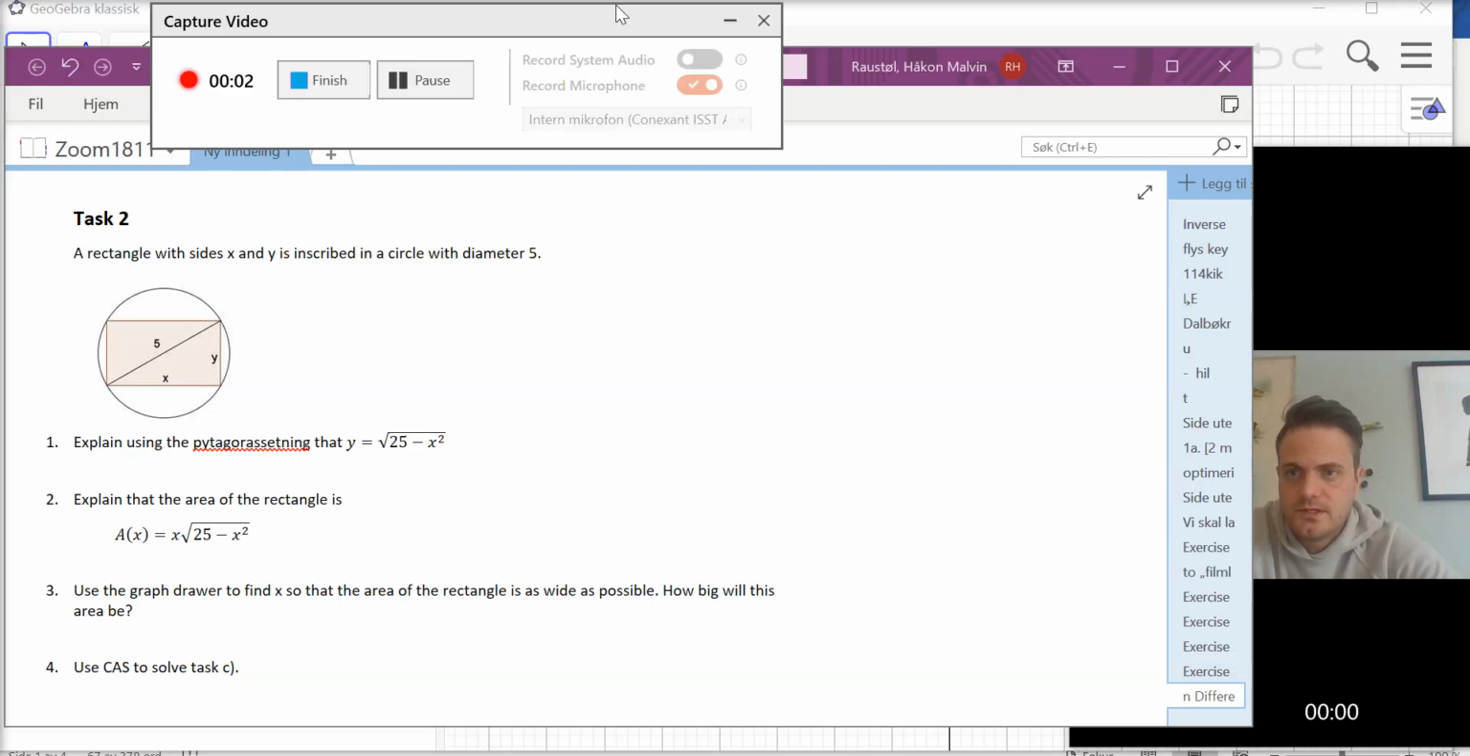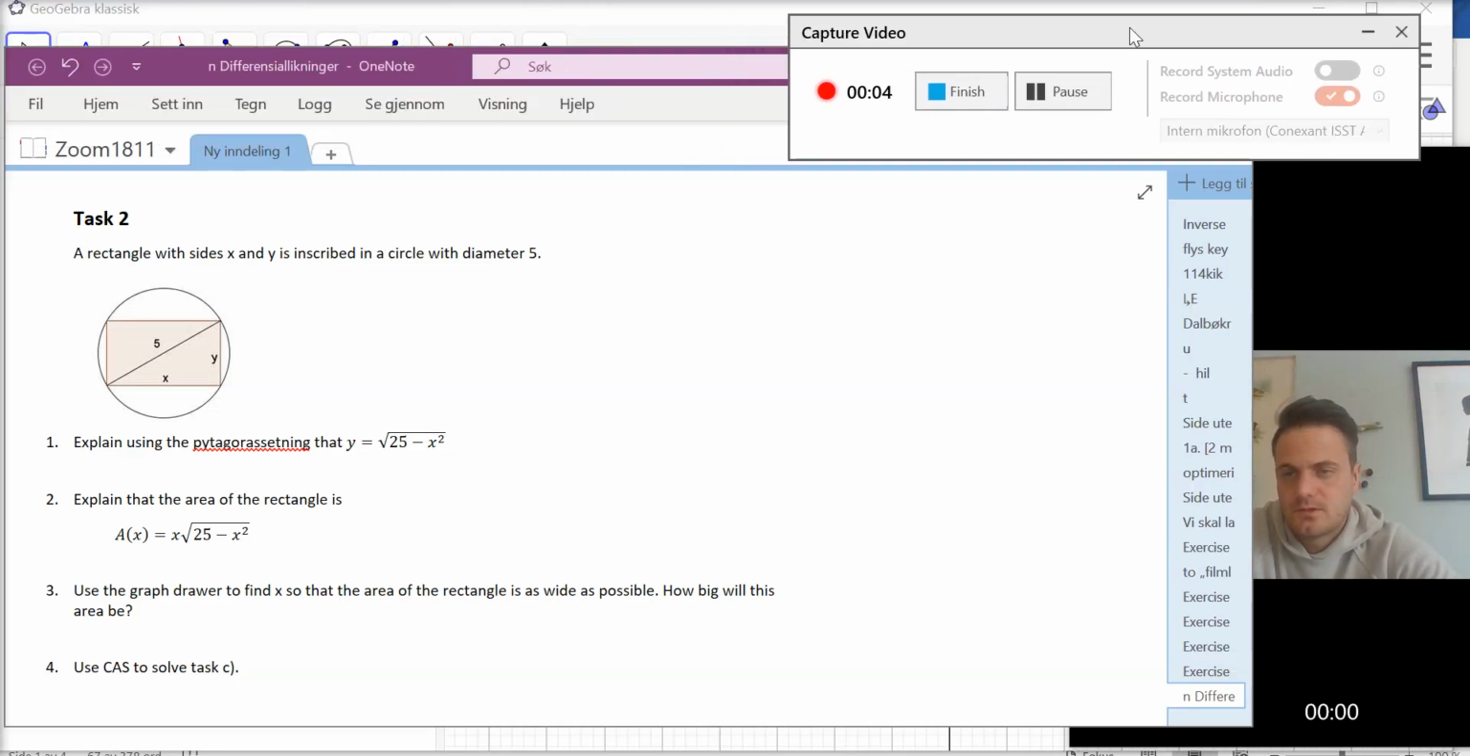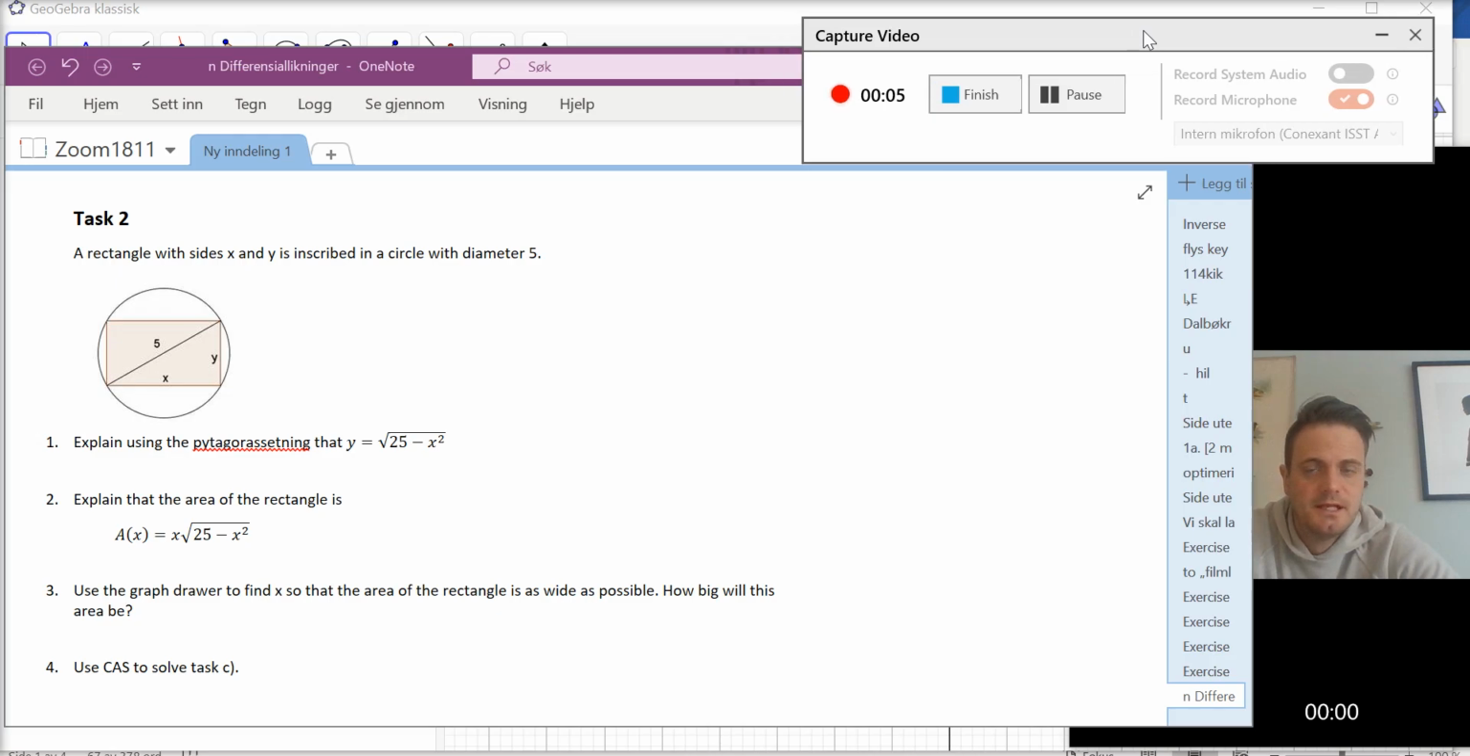Task number 2, we have a rectangle. No, sorry, we have a circle. And inside the circle, we're going to place a rectangle. The diameter of the circle is 5, and we want to place the rectangle such that we maximize the area of this rectangle.